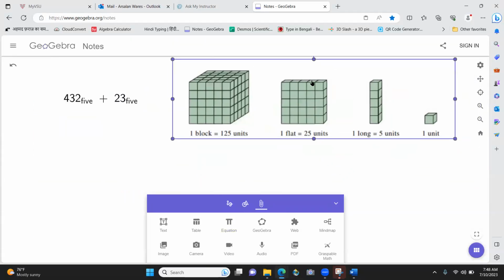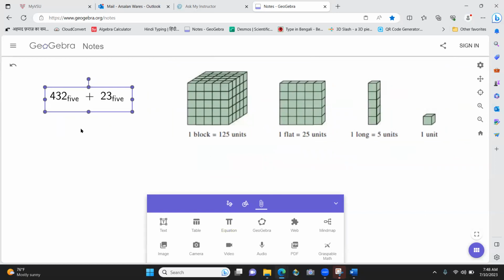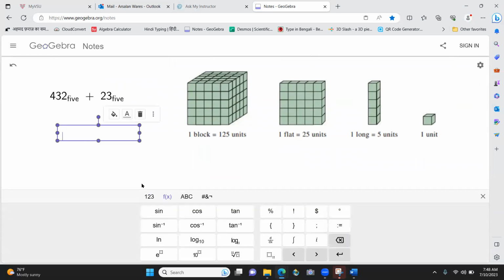Okay, so these are my base 5 blocks. Now remember, guys, these symbols, I have 3 loose ones. I have 2 loose ones. That's 5 loose ones. I'm going to take my 5 loose ones and get a long one. So I am going to write it in base 5. Everything is going to be in base 5.